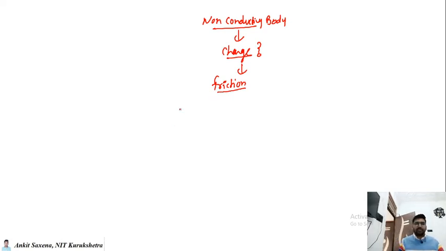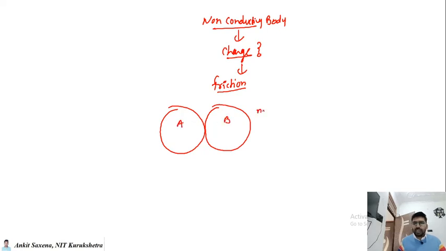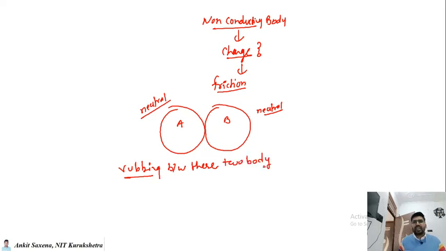For example, we have two neutral bodies. This is body A and this is body B. Body A is a neutral body and body B is also a neutral body. We take place a rubbing between these two bodies. So after rubbing between these two bodies, what happened? Heat gets produced.